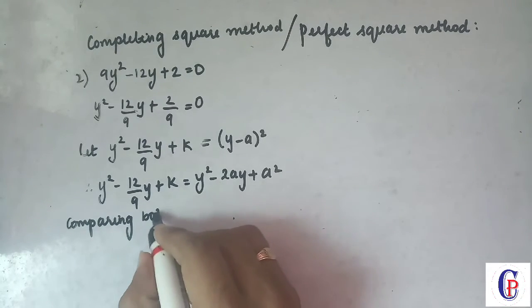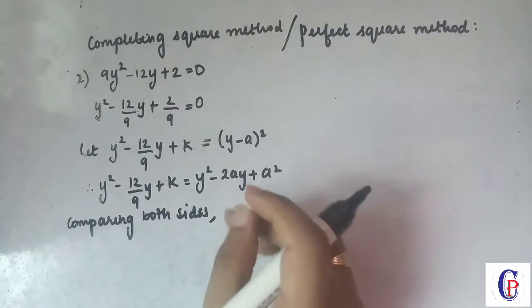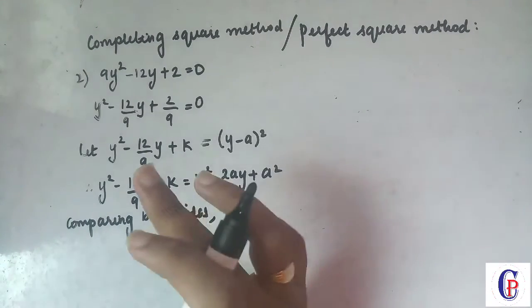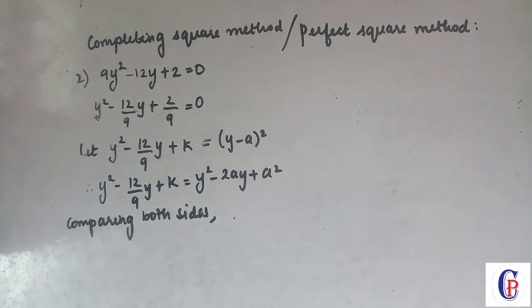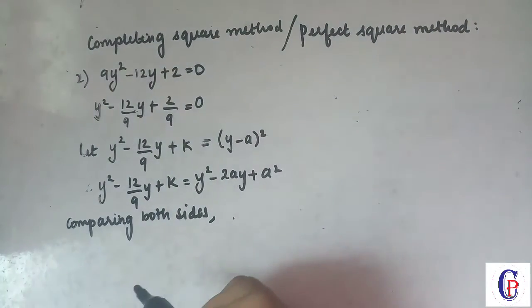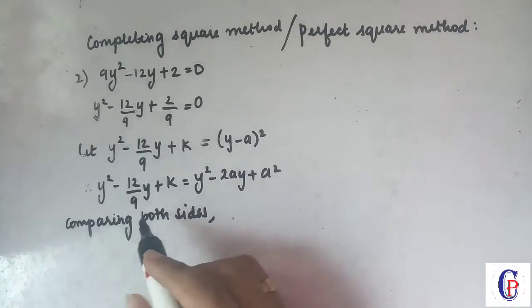Comparing both sides. See, the one good thing about this method is, even though it is lengthy, all the steps are similar. Okay, in factorization you have to always think of some number, right? So every method has some advantages and limitations. So comparing both sides, what do we get?